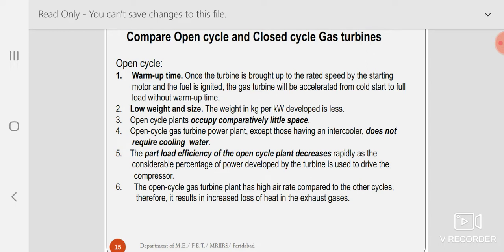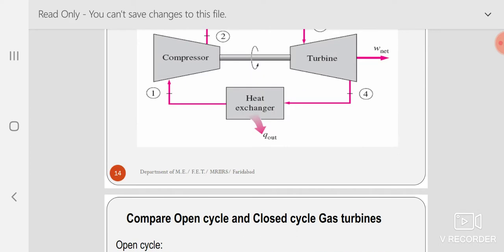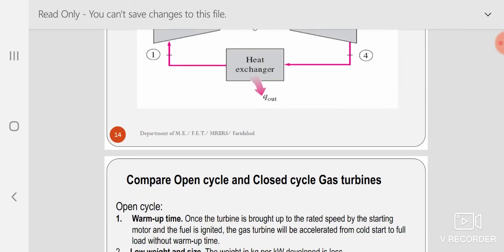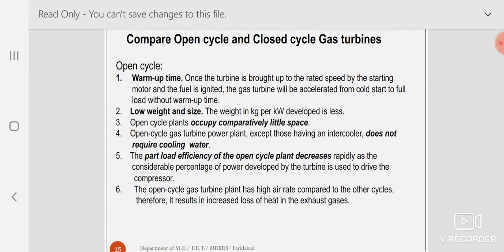Because in case of open cycle, you don't have the weight of the cooling heat exchanger. You understand the cooling heat exchanger? I'll show you. This heat exchanger at the bottom is the cooling heat exchanger where heat is rejected. That is there in closed cycle. It is not there in open cycle. So that weight totally goes. Along with that, the installation cost also goes. So the installation cost becomes somewhat less. Open cycle plants occupy comparatively little space.